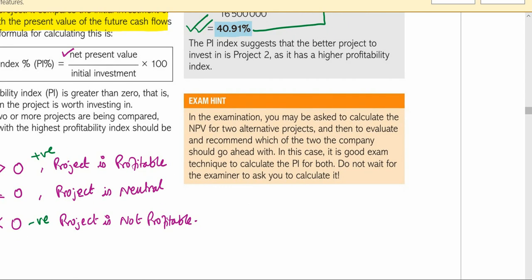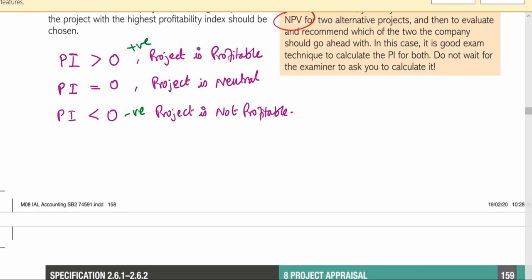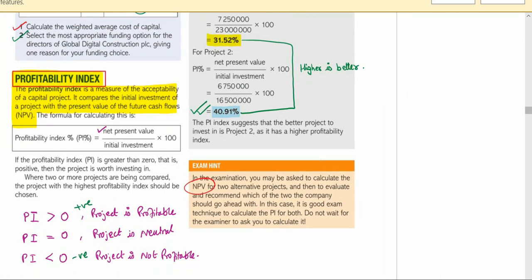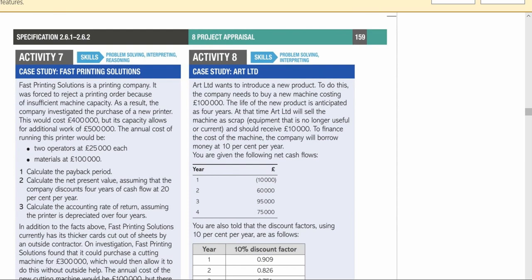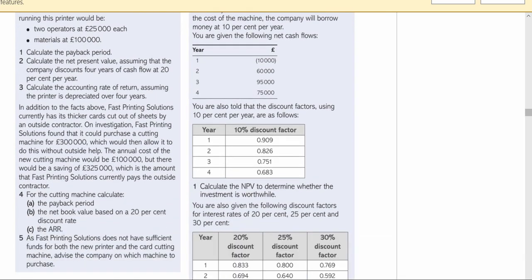Now look at the exam hint. In the examination, you may be asked to calculate the net present value of two alternative projects and then to evaluate and recommend. This is the same as what I have discussed. We know how to calculate net present value. Any problem in the profitability index? Okay, everything is fine.